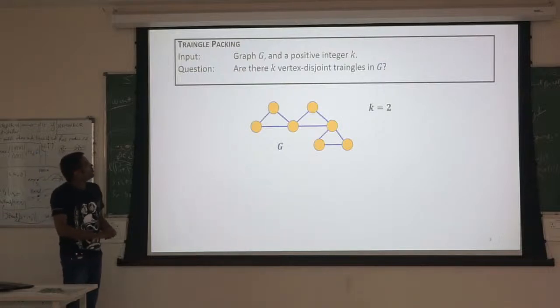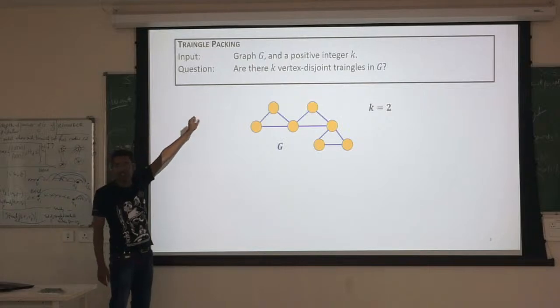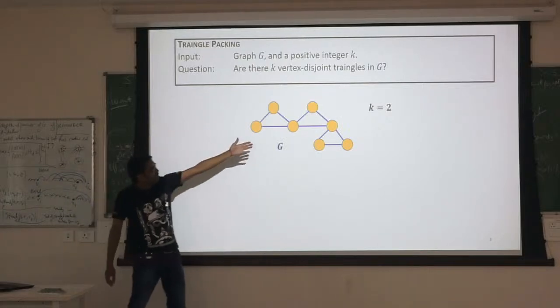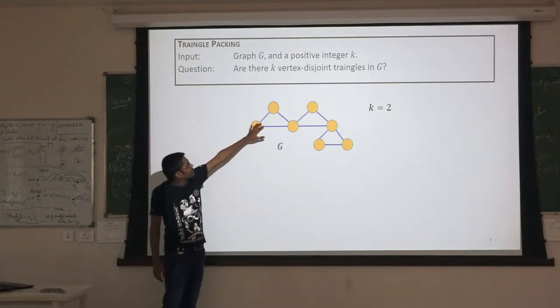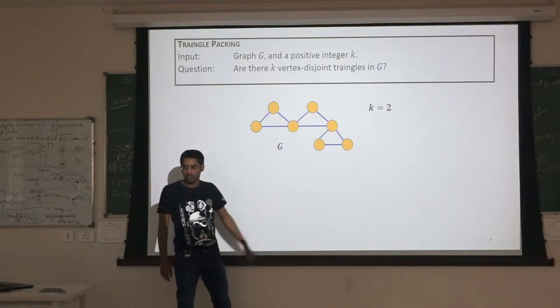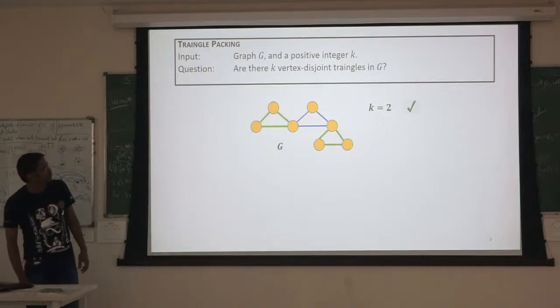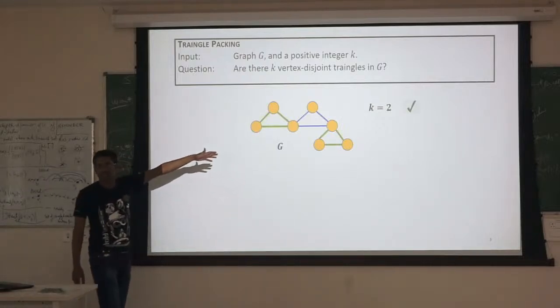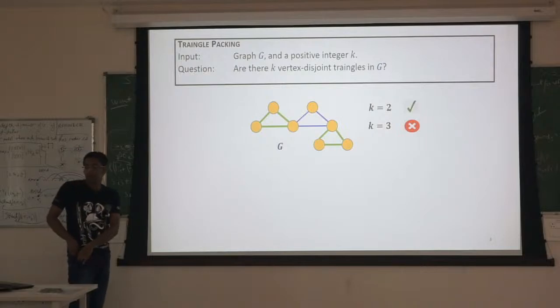Now let's look at a problem called triangle packing. You have a graph G and a positive integer k. For example, assume k equals 2. Now what you want to do is find k vertex disjoint triangles in the input graph. For this graph, it's not hard to see that for k equals 2, it is a yes instance. The green ones are the two triangles. But if you ask for 3, even though there are 3 triangles, they are not vertex disjoint. So it is a no for k equals 3.